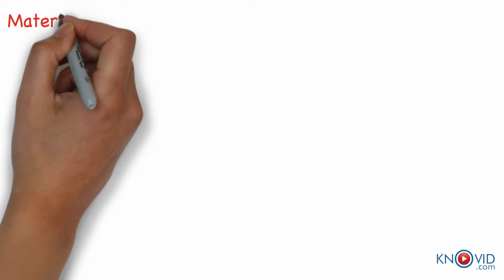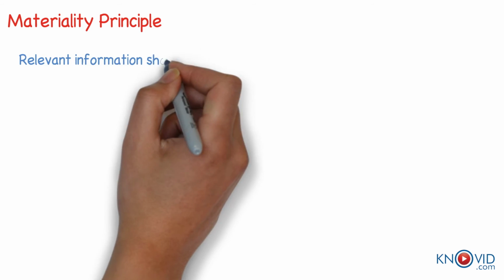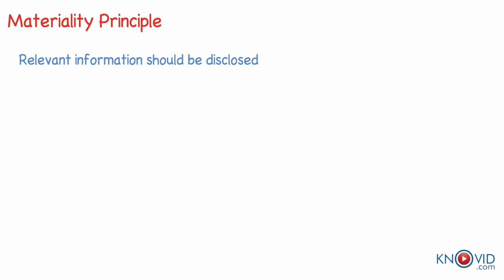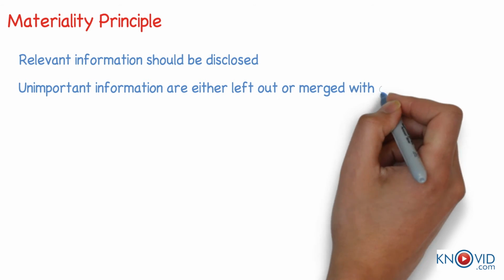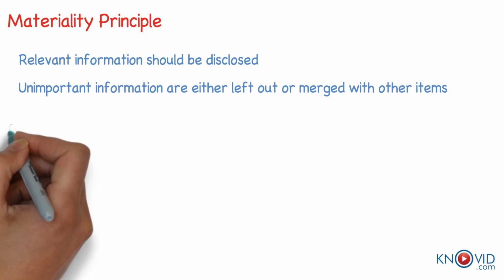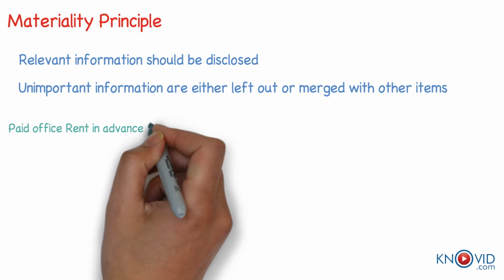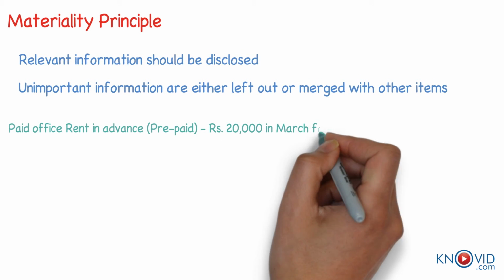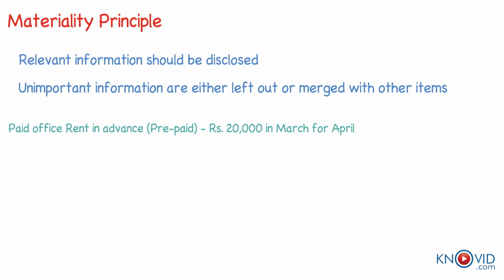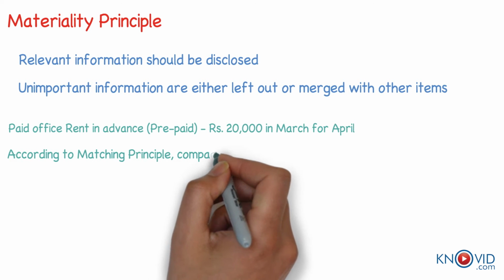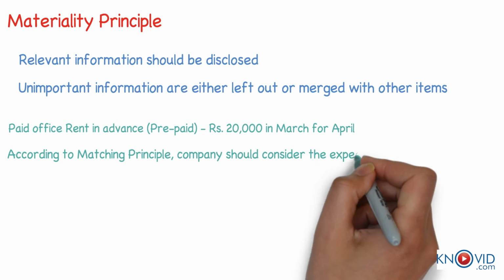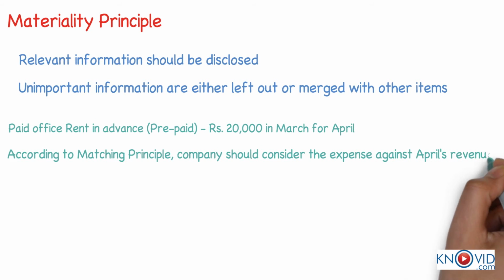The materiality principle requires that all relatively relevant information should be disclosed in the financial statements. Unimportant information is either left out or merged with other items. For example, a company may have paid its office rent of rupees 20,000 in March for the month of April. Therefore, while deriving the balance sheet for the financial year ending March, according to the matching principle, the company should consider the expense against April's revenues.